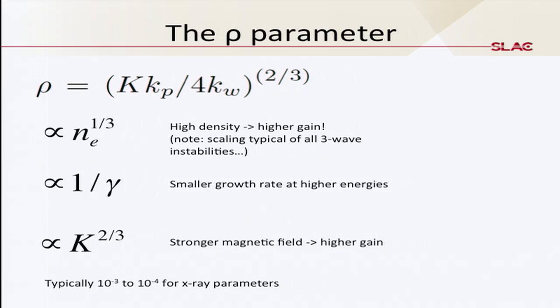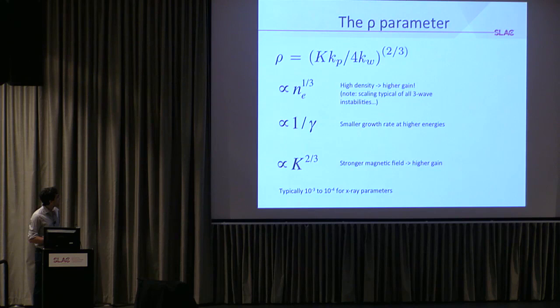Now, rho goes like 1 over gamma, right? Which means that at higher energy, you have a smaller growth rate. And that tells you why the LCLS undulator is 120 meters long. Because even though our beam is really bright, you still have this 1 over gamma, where gamma is 10 to the 4 or more, that makes the gain slower. And this has an obvious interpretation. The transverse velocity is K over gamma, right? So the higher your energy, the smaller your transverse velocity, so the smaller the coupling of the electrons to the radiation field.